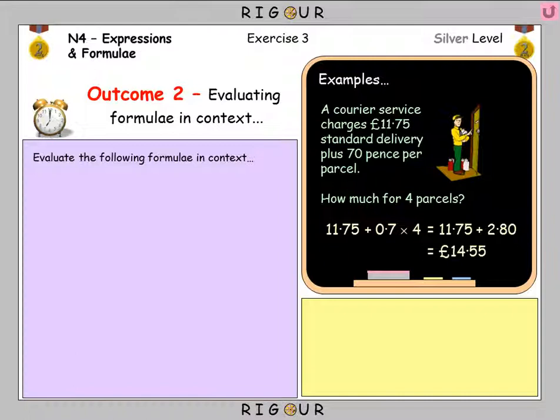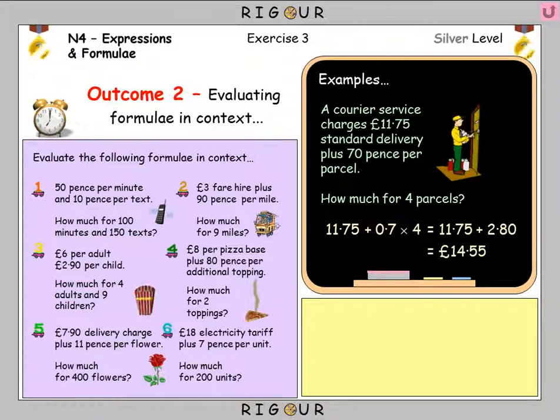So for the following formulae in context, you're going to form an expression, and then you're going to evaluate it. So if you're working on these at home, pause the video now. Okay, pause the video, let's go over some answers.